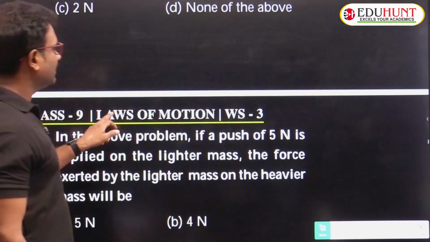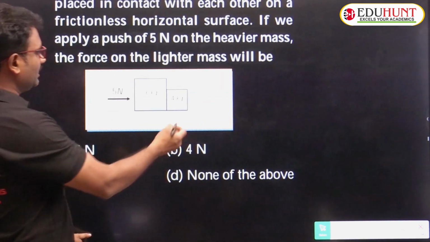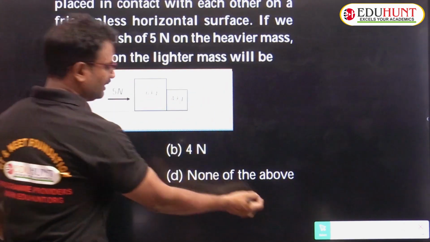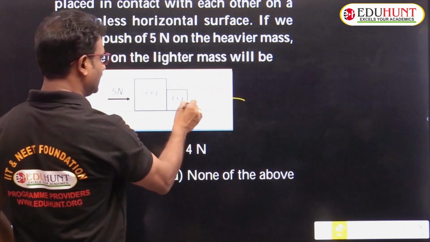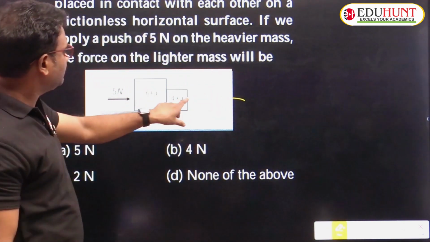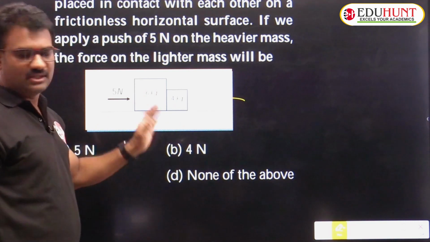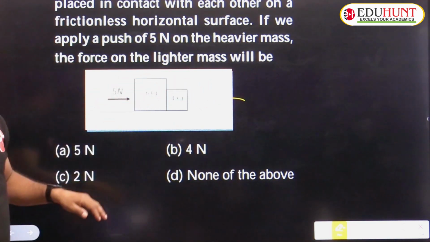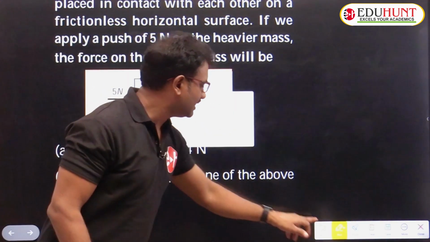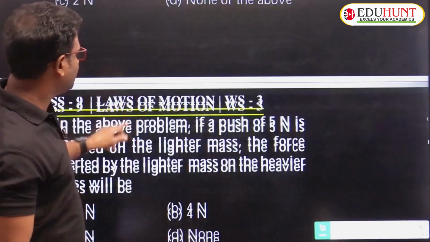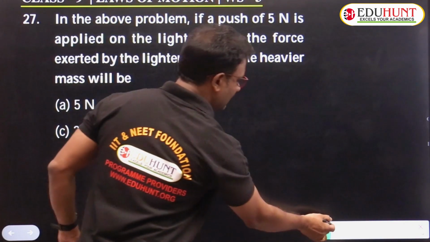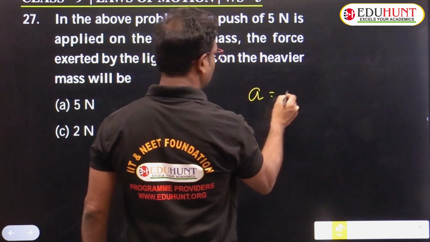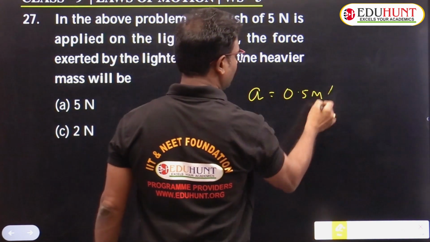అంటే ఈ ప్రాబ్లంలో ఏమంటున్నాడంటే ఒకవేళ ఫోర్స్ కనుక ఇటు నుంచి కాకుండా ఇటు నుంచి అప్లై అయి ఉంటే, అప్పుడు ఫోర్స్ బై ద లైటర్ మాస్ ఆన్ ద హెవియర్ మాస్ అన్నాడు. సో ఇటు నుంచి ఫోర్స్ అప్లై చేసినా ఇటు నుంచి ఫోర్స్ అప్లై చేసినా సరే యాక్సలరేషన్ ఎటువంటి చేంజ్ లేదు. కాబట్టి యాక్సలరేషన్ ఈజ్ యాజ్ యూజువల్ a ఈజ్ ఈక్వల్ టు 0.5 meter per second square only.